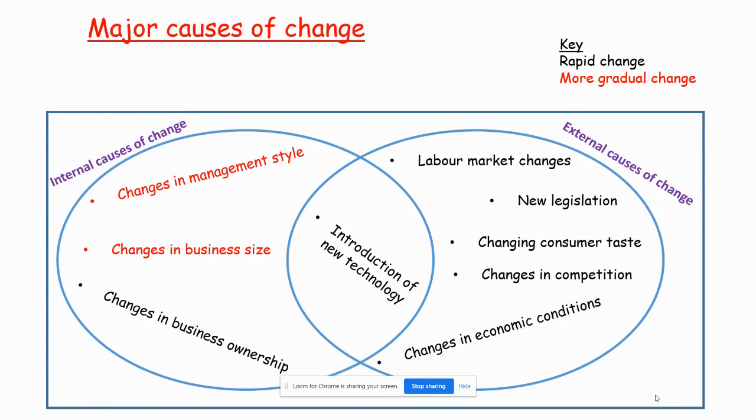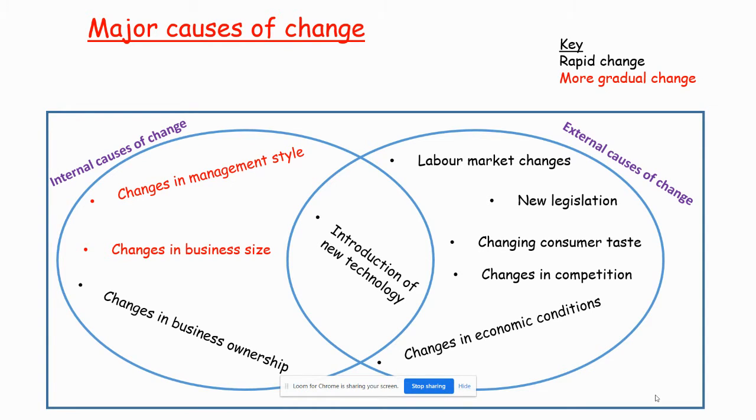Hi. This is going to be our second lesson on change, and here's just a little recap of the key points from last lesson. There were these different major causes of change. There's some that are rapid change, some that are gradual change, some come from internal causes, some come from external causes, and introduction to new technology can be both, depending on what it is. If you haven't looked at last lesson, then I suggest you do that now because I go into a lot more detail about all these different things.